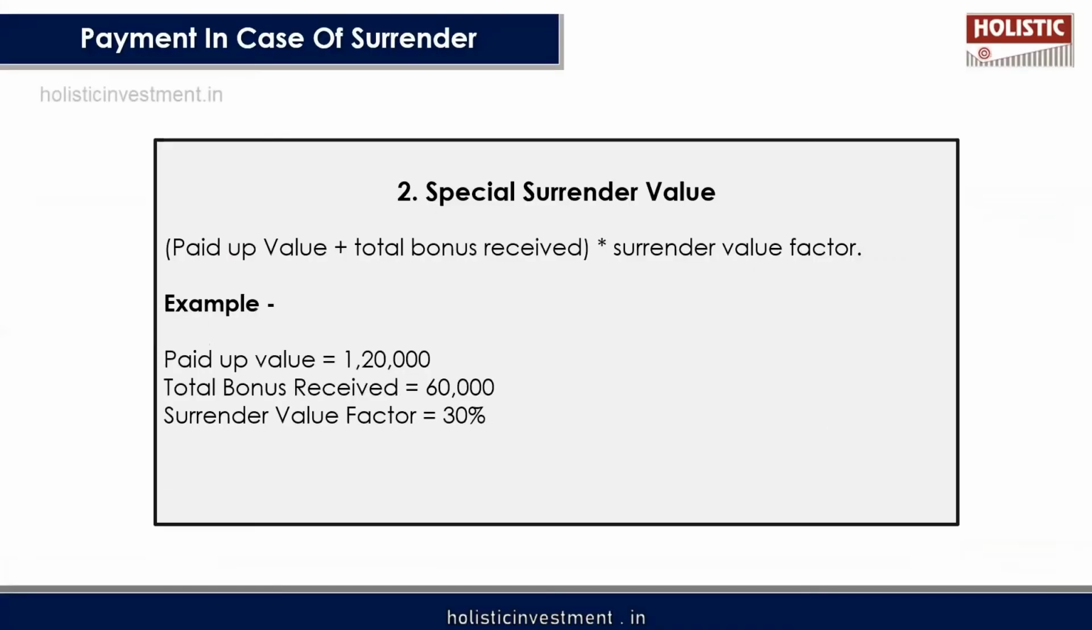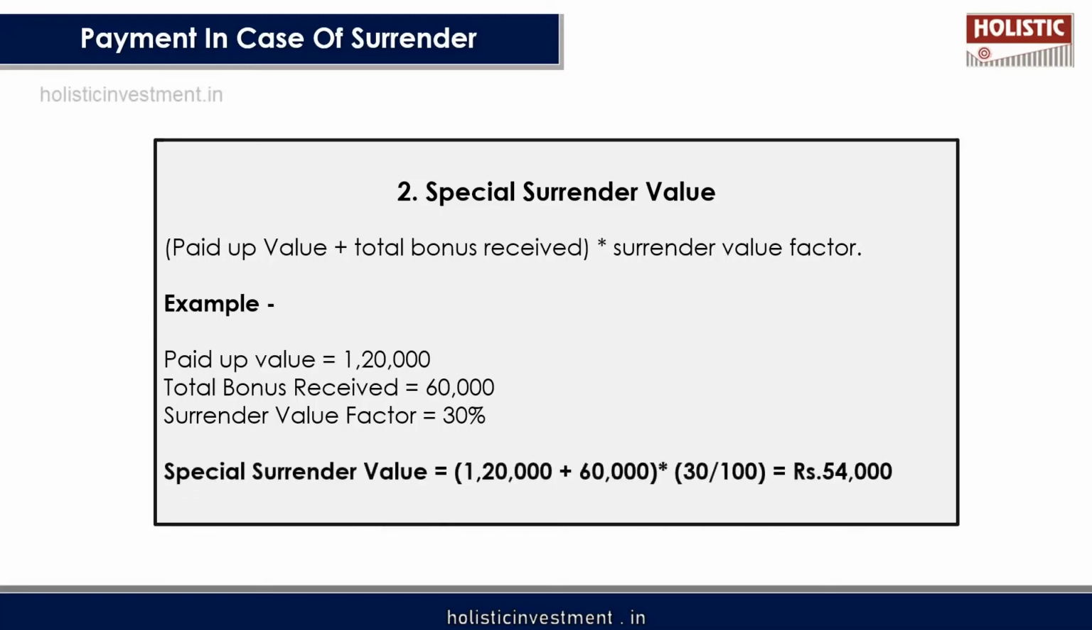Now let's understand special surrender value. It is usually higher than the guaranteed surrender value. The maturity sum assured will be calculated based on how much premiums have been paid. It is calculated as paid up value plus total bonus received, into surrender value factor. So for example, as we saw before, your paid up value is 1.2 lakhs. The bonus accumulated is 60,000 and the surrender value factor in the fourth year is 30%. Then your special surrender value would be rupees 54,000.